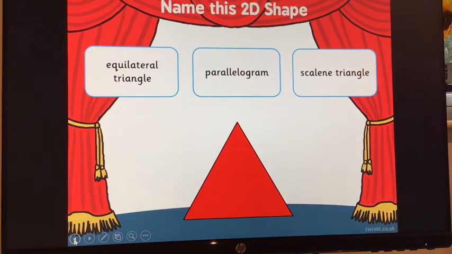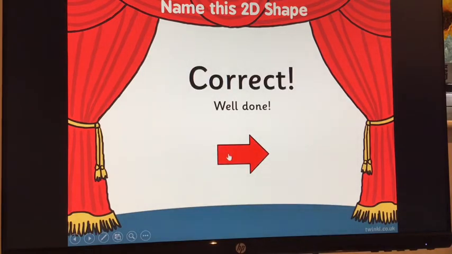Is this an equilateral triangle, a parallelogram, or a scalene triangle? If you need to stop the video to write down the answer, please do. And of course this is an equilateral triangle. On to the next one.